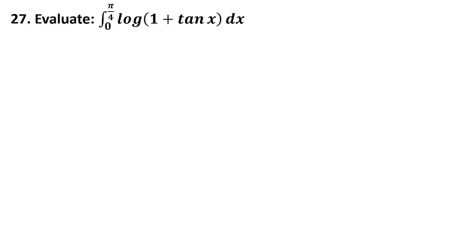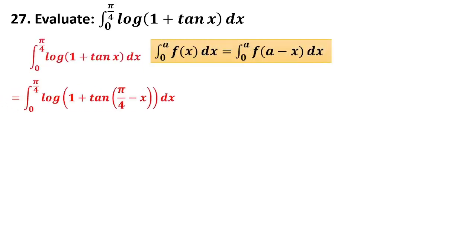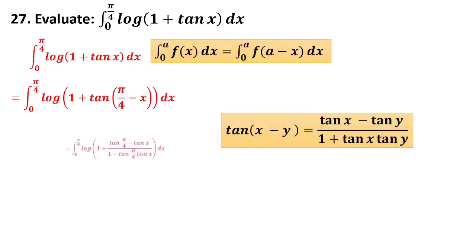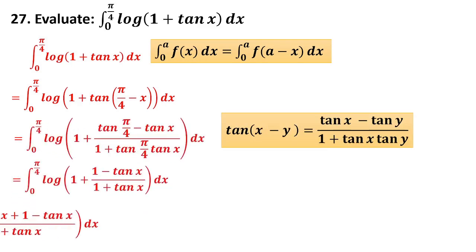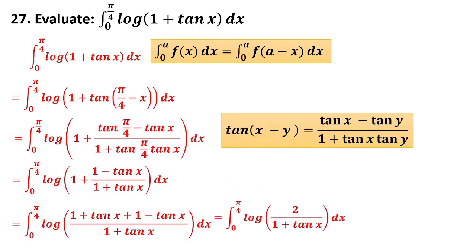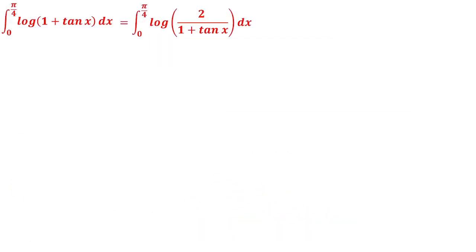Move on to the next question: integral 0 to pi by 4 log 1 plus tan x. This is once again a problem in your textbook. Replace x by pi by 4 minus x and make use of the formula of tan of x minus y. Tan pi by 4 is 1. Take LCM, you will get log of 2 by 1 plus tan x. I started with log 1 plus tan x, and ended up with log of 2 by 1 plus tan x.